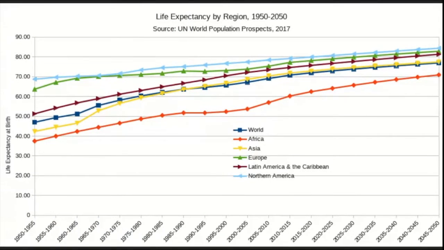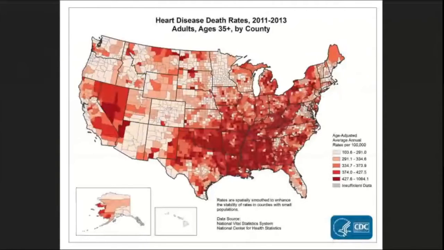So now take a look at this chart, 1950, and they're predicting all the way to the year 2050, life expectancy by region. This is the world, and it's also broken down into Africa, Asia, Europe, Latin America, the Caribbean, and North America. All of the lines seem to be increasing, right? So you can see life expectancy is increasing on planet Earth.